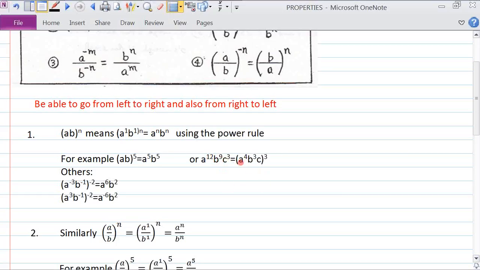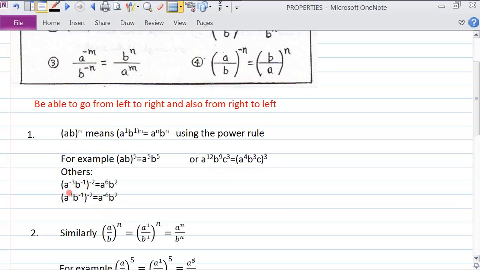I could write this using the power rule as A, put a bracket around the ABC, and then realize that a to the 4 times 3 gives me 12, b to the 3 times 3 gives me 9, and c raised to the power 1 times 3 gives me 3. So this term equals this one, or this one equals that one, and this is application of this rule.